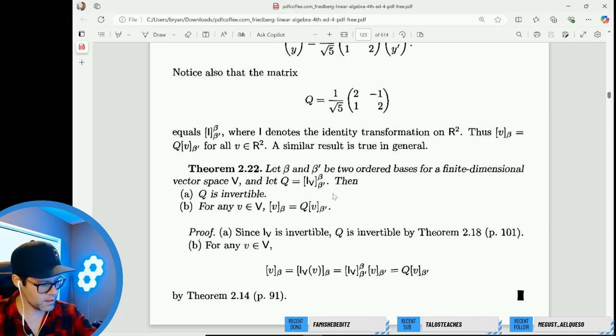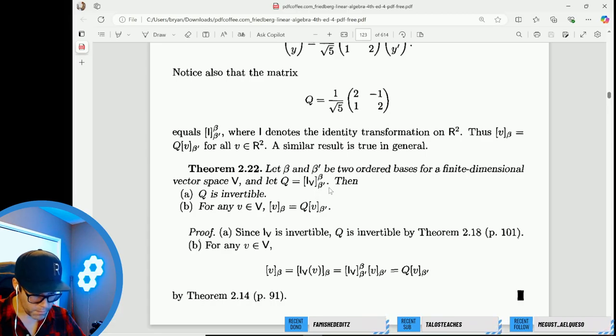So let's see, what's the notation that they use further? They're going to take B and B prime to be two ordered bases, and Q is invertible. So they're saying that a change of basis matrix should always be invertible. And so, okay, B and B prime. I'm just trying to understand their notation here.